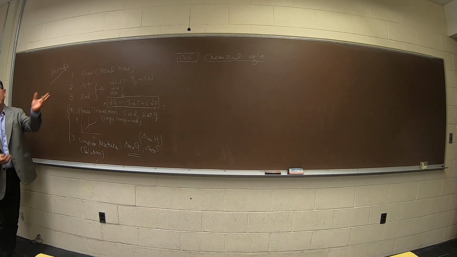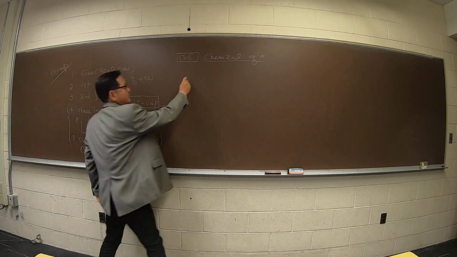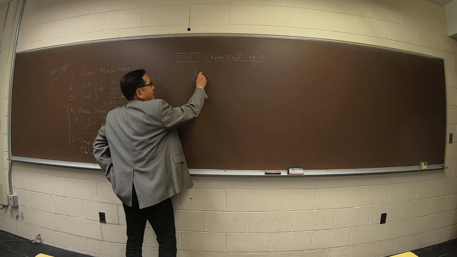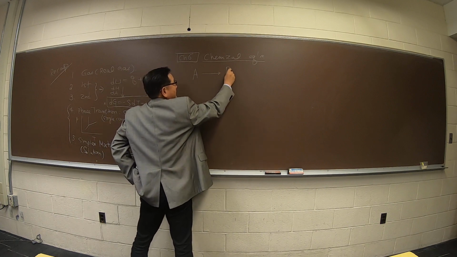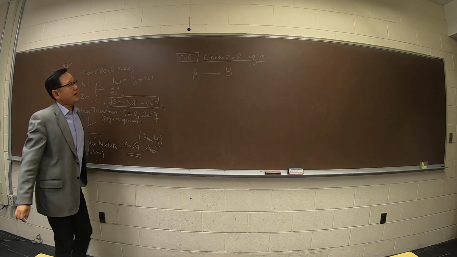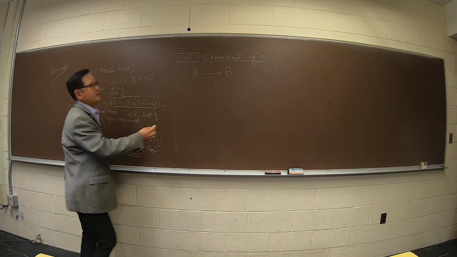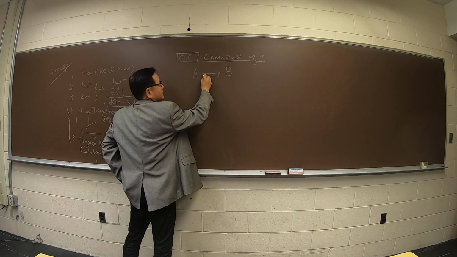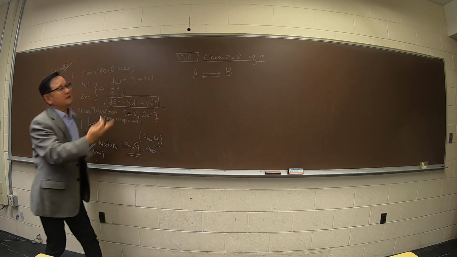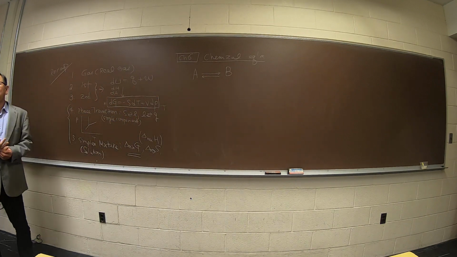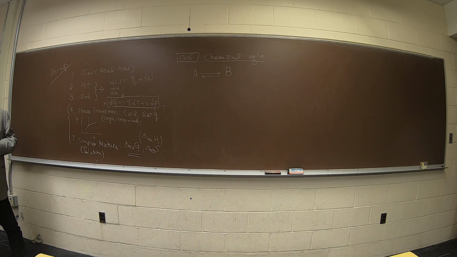But eventually, chemical equilibrium can be as simple as this. A reacts, or the simplest one is A decomposing to B, and B can decompose back to A. This makes the argument and mathematics much easier, so we're going to stick to that kind of system.